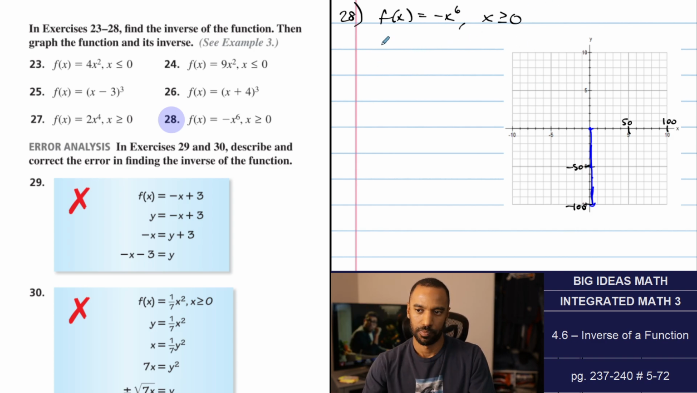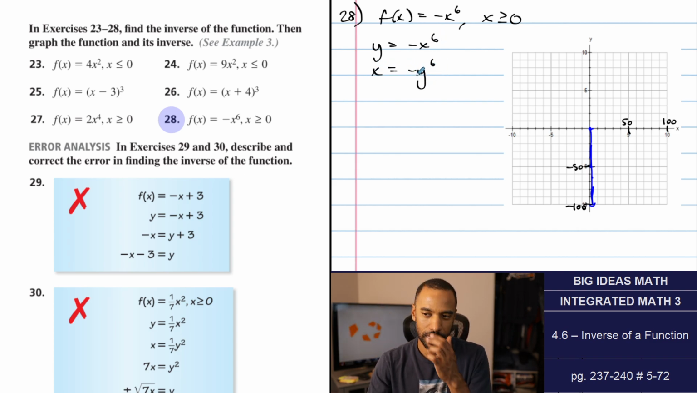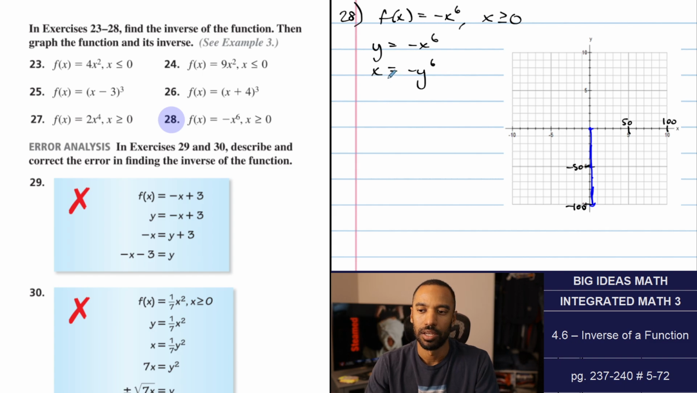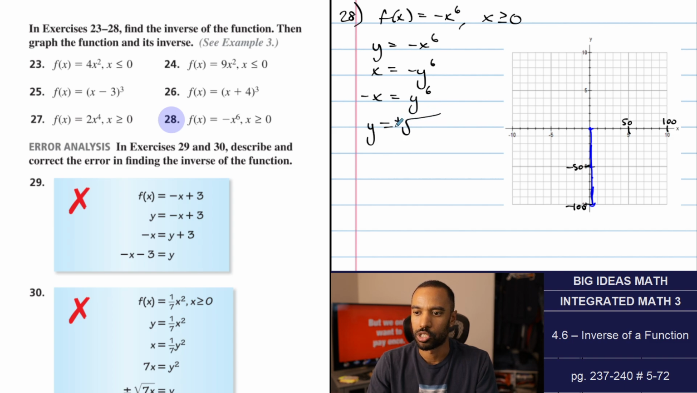This one, y equals negative x to the sixth. Swap them. x equals negative y to the sixth. Keep in mind that the negative is outside of the exponent, so I do have to divide by negative 1 first. I can't take the 6th root of that thing the way that it is. So I'm going to have a negative x here, and that's y to the 6th. Take the 6th root of both sides. Now we're going to have y equals plus or minus the 6th root of negative x.